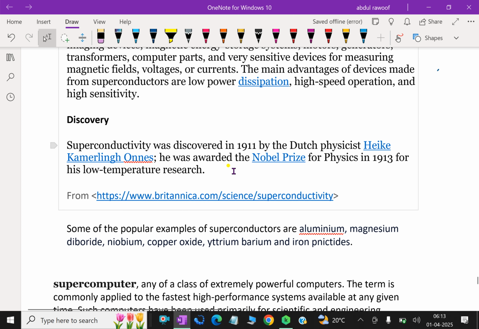Superconductivity was discovered in 1911 by the Dutch physicist Heike Kamerlingh Onnes. He was awarded the Nobel Prize for Physics in 1913 for his low temperature research.